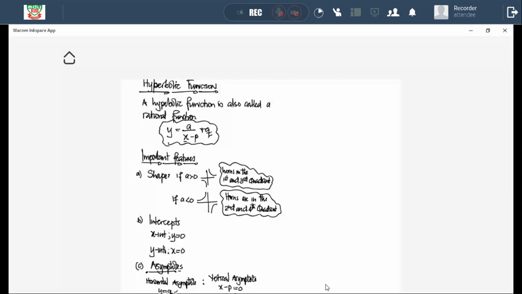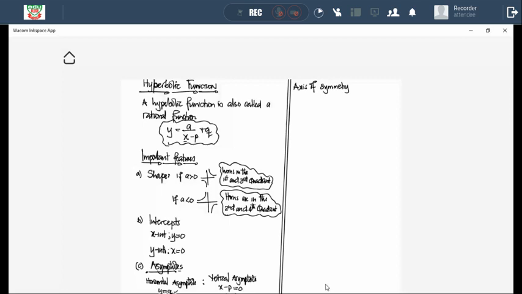Now, before we go to an example on this, I'm also going to look at the last important feature of this function, and that feature is what we call the axis of symmetry.